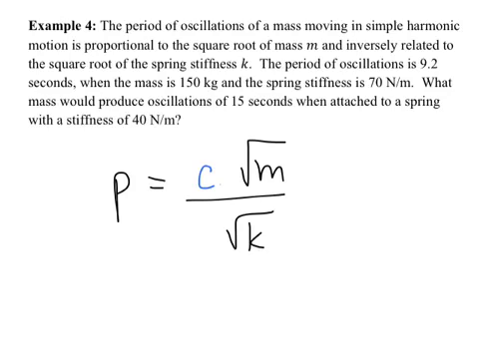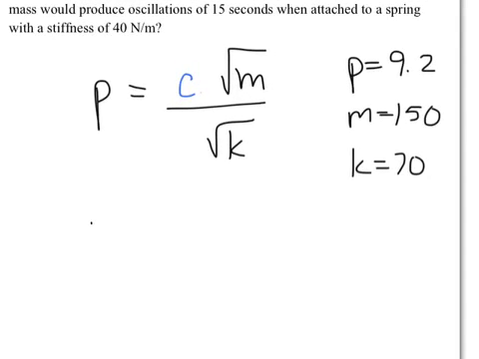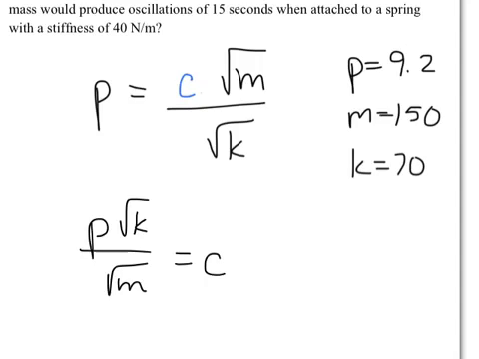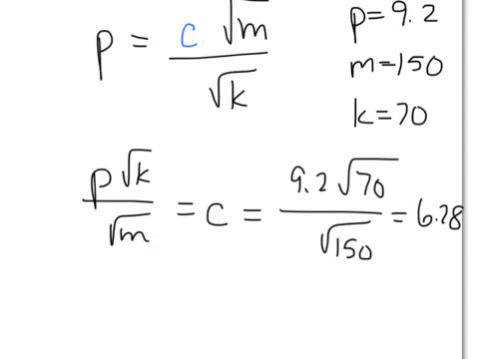We're told that the period of oscillations is 9.2 seconds when the mass is 150 grams and the spring stiffness is 70 newtons per meter. So first, let's plug in those numbers to find our constant of variation. We can solve for our constant of variation by writing this as P radical K over radical M equals C. Plugging in for these three variables, P is 9.2, radical K is radical 70 over radical 150. This gives us a value of 6.28, and that should ring a bell. That happens to be double pi. So that's our constant of proportionality in these equations.